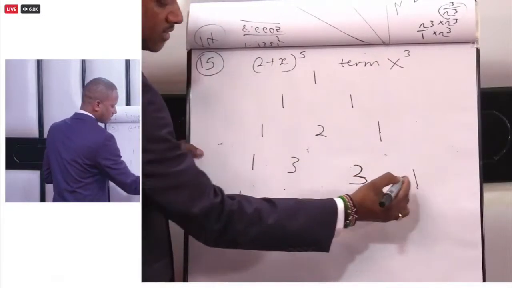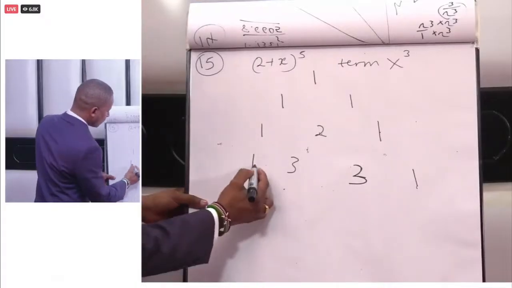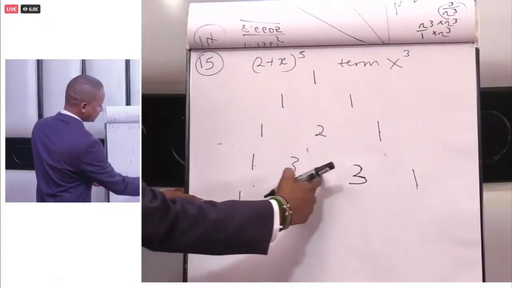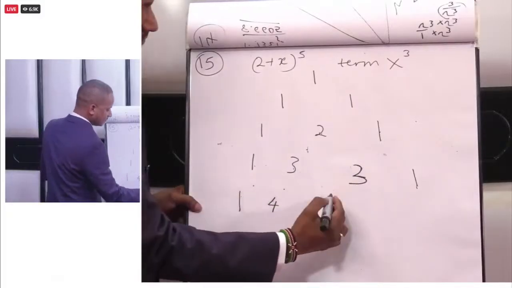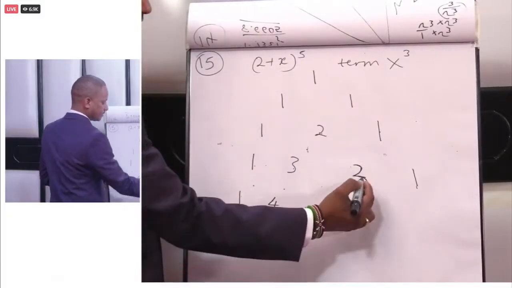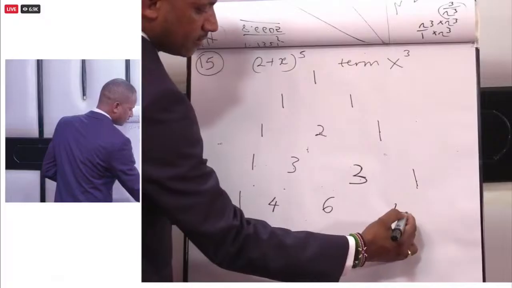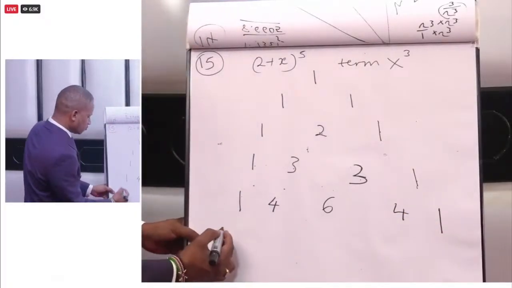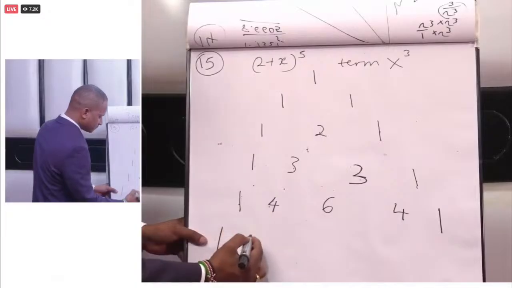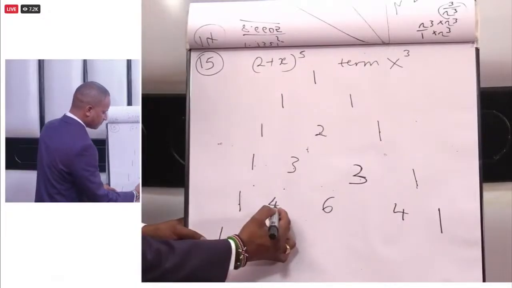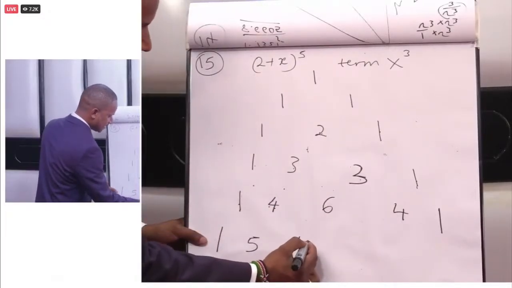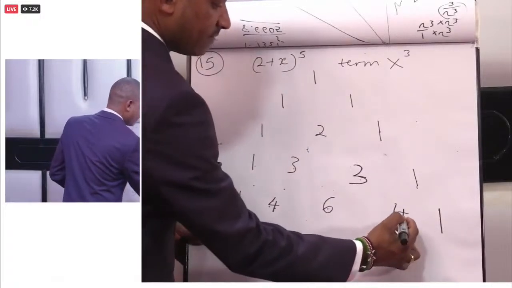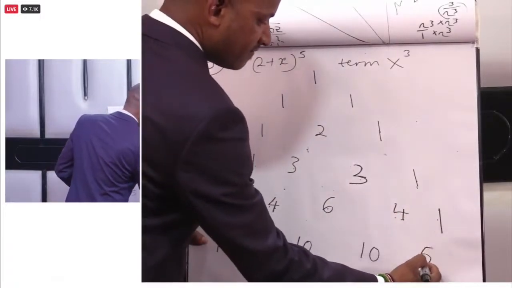Then you do another 1. Then you go to another 1. 1 plus 3, 4. You write just in between the spaces. Then 3 plus 3, 6. Then 3 plus 1, 4. Then another 1. Then you go to 1. 1 plus 4, 5. 4 plus 6, 10. 6 plus 4, 10. 4 plus 1, 5.